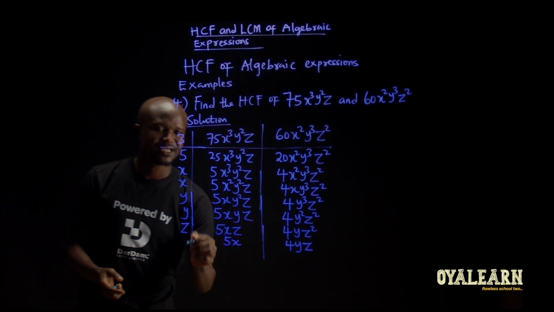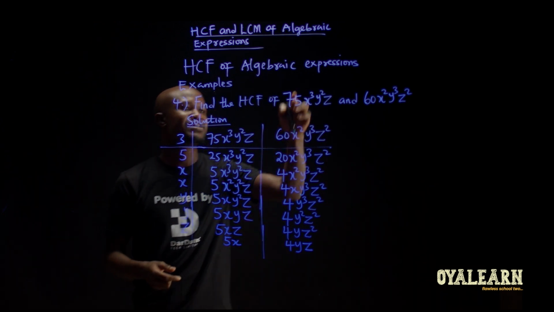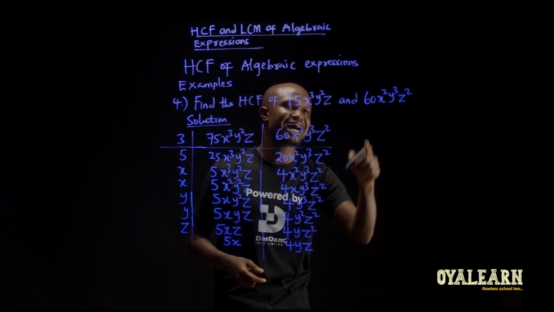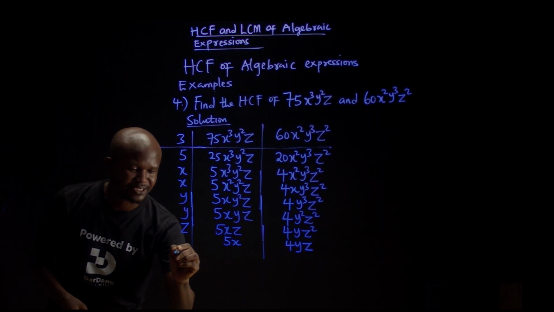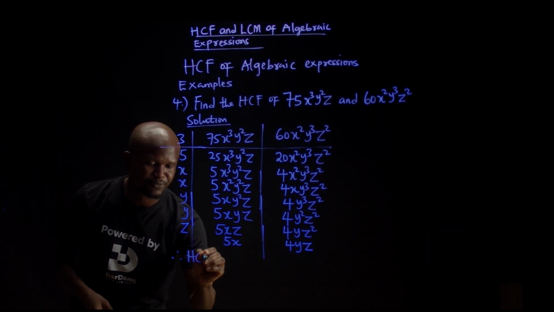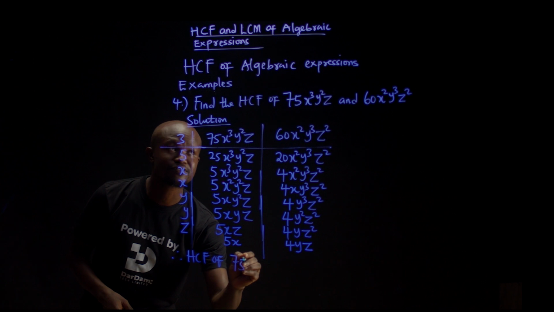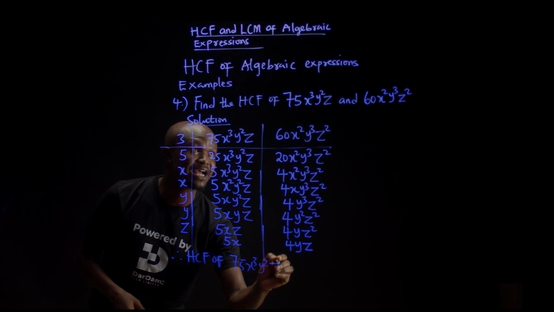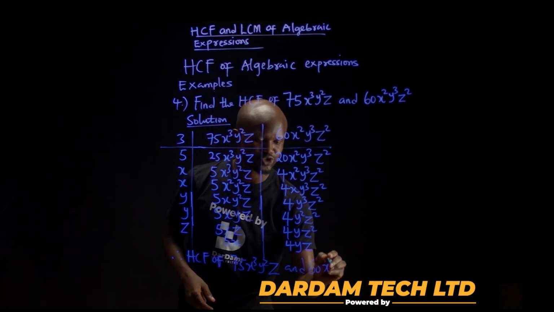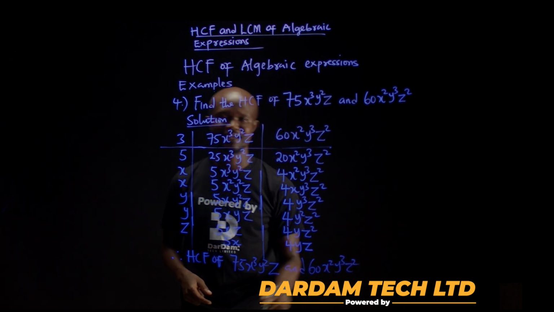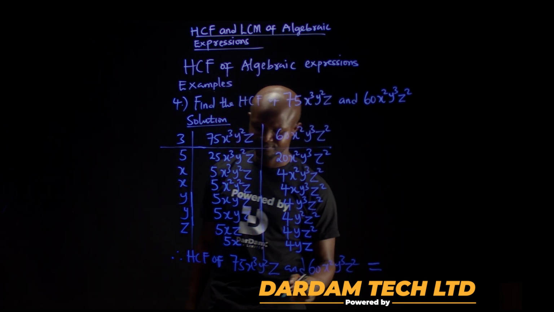And now, in this case, we can get our HCF, that is the highest common factor of 75x cubed y squared z and 60x squared y cubed z squared. So, we can now conclude that the HCF of 75x cubed y squared z and 60x squared y cubed z squared is equal to what? It is equal to the product of what we have here.